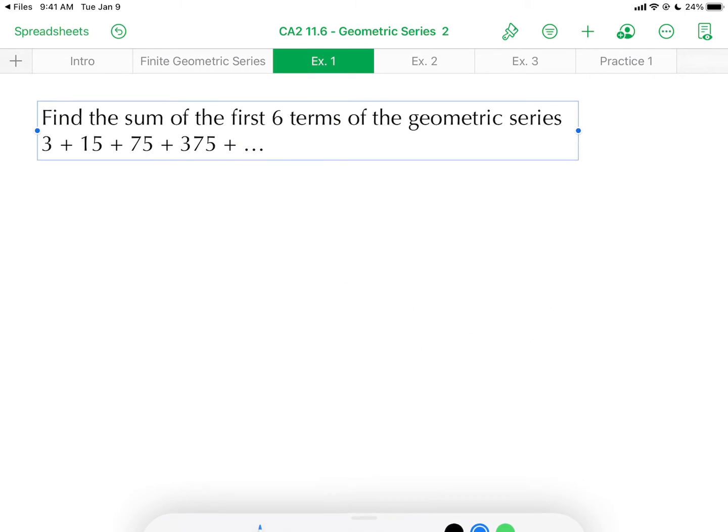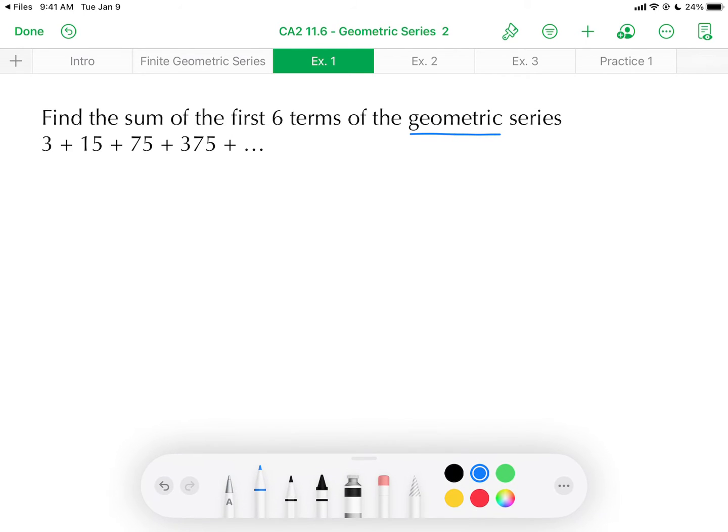All right, so first example. Let's find the sum of the first 6 terms of the following geometric series. So 3 plus 15 plus 75 plus 375. Okay, so they're telling us it's geometric. So that means there's this common ratio, R. What is it? 5. We know the first term, A sub 1, is 3. And we're trying to add the first 6 terms. So that means n is 6.